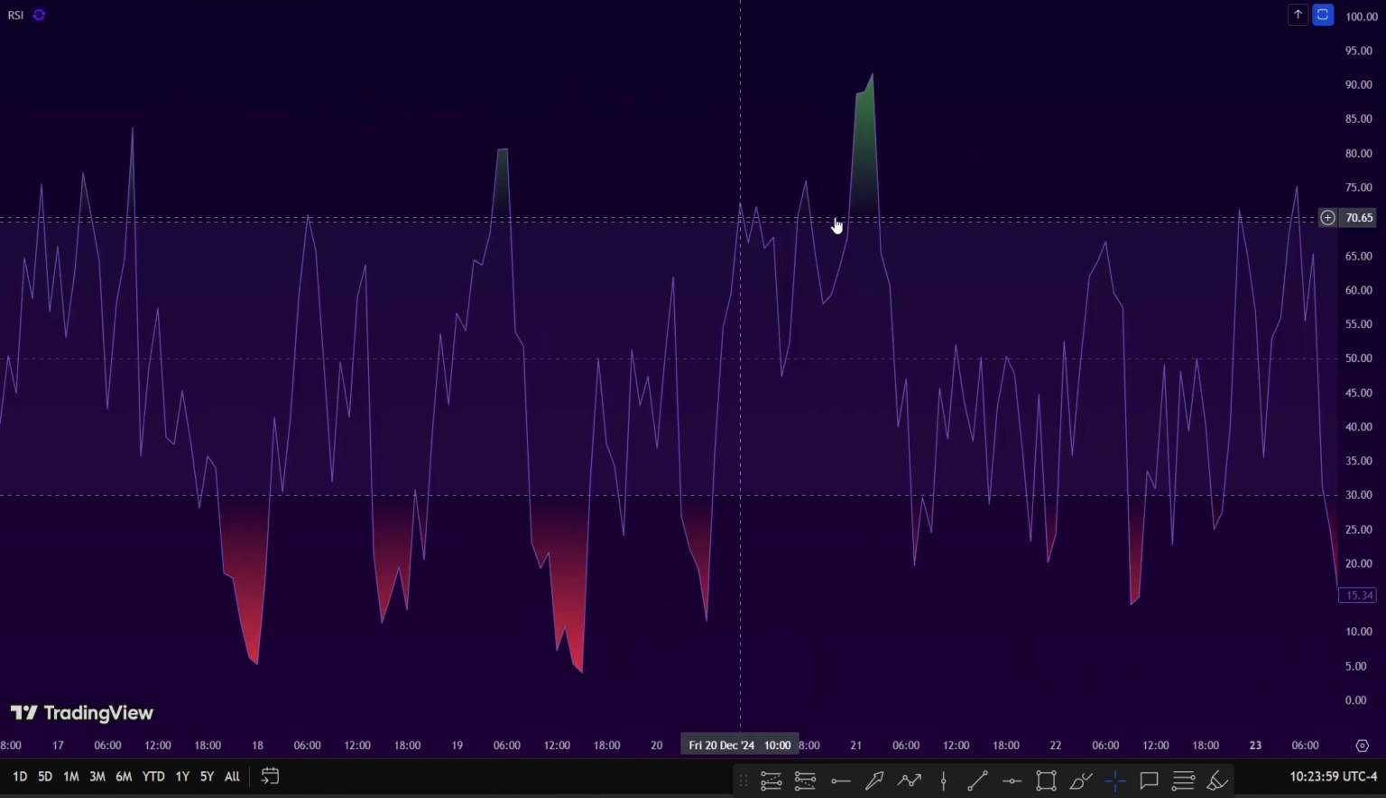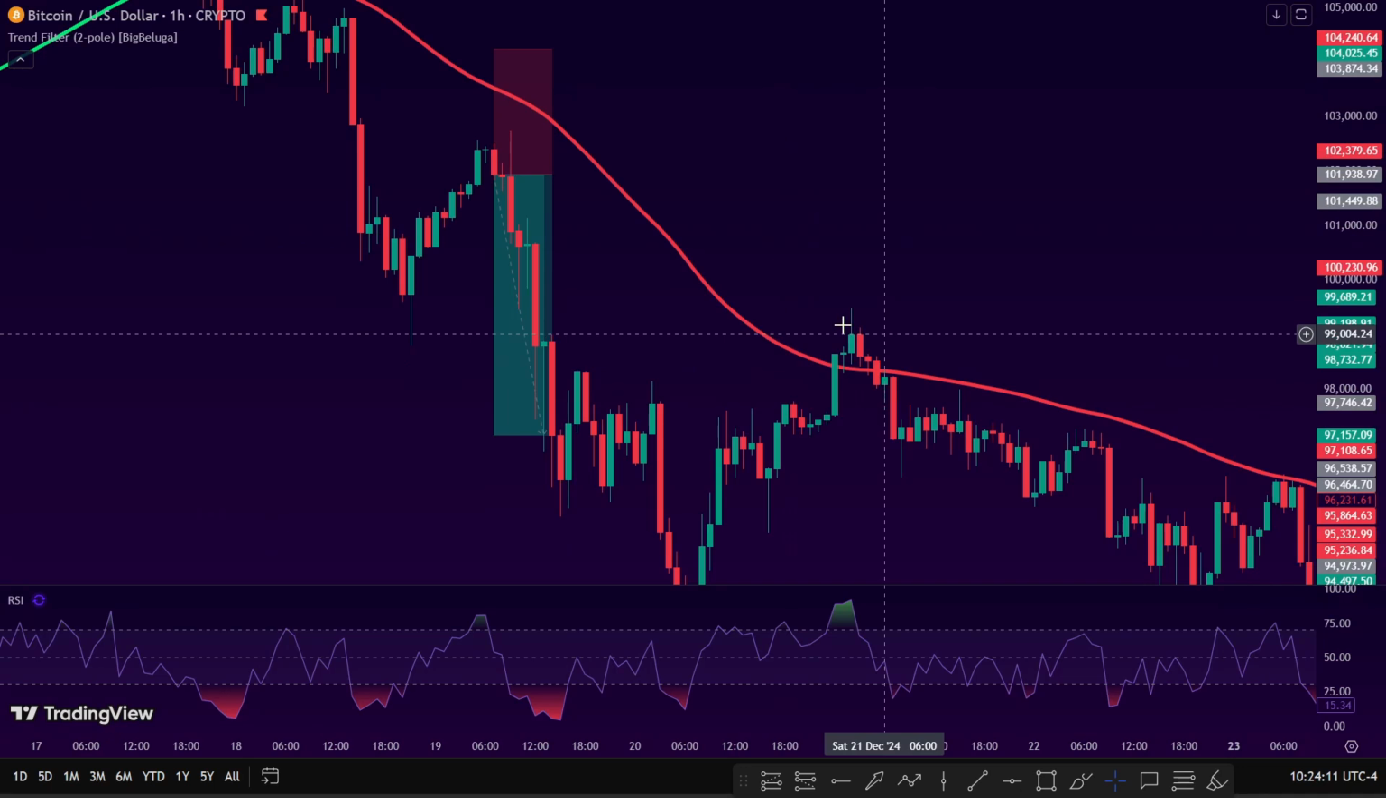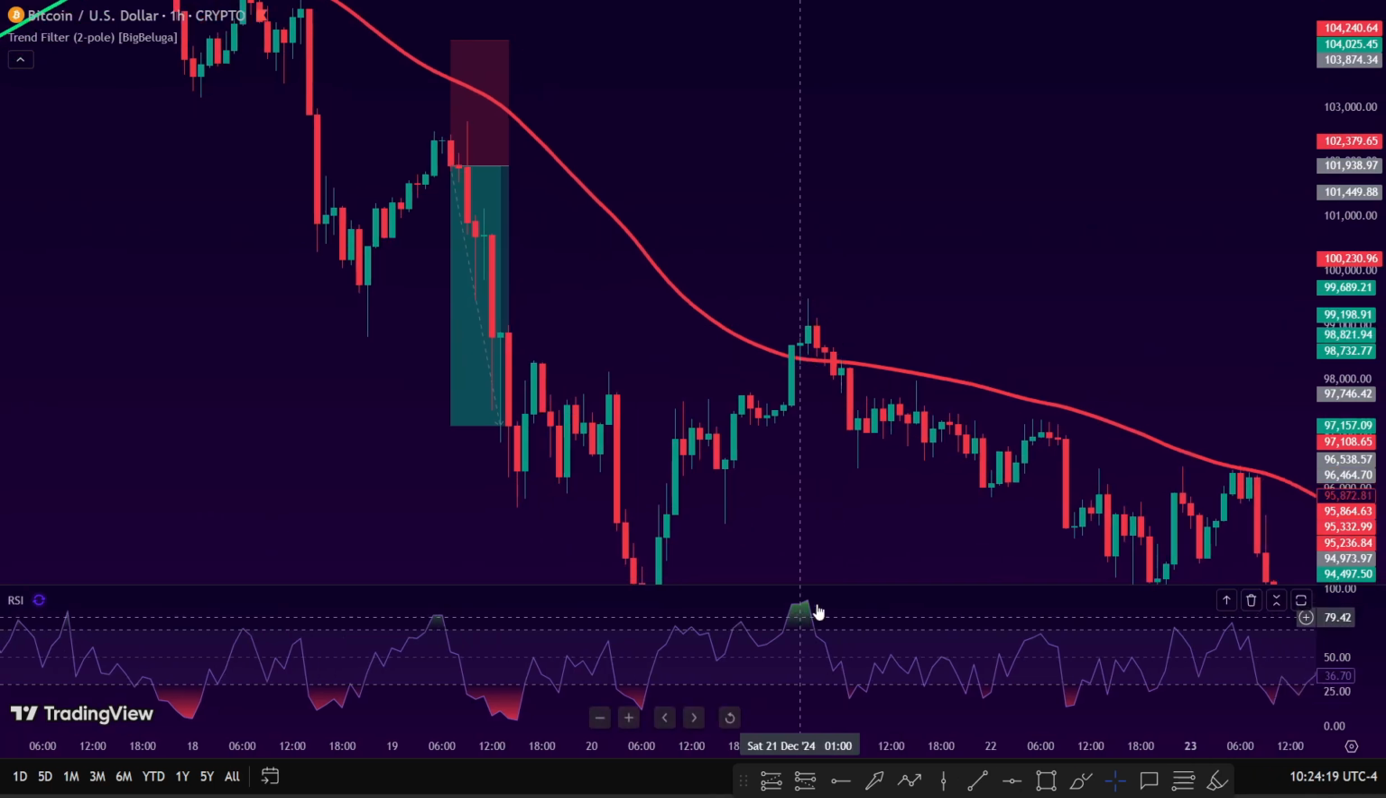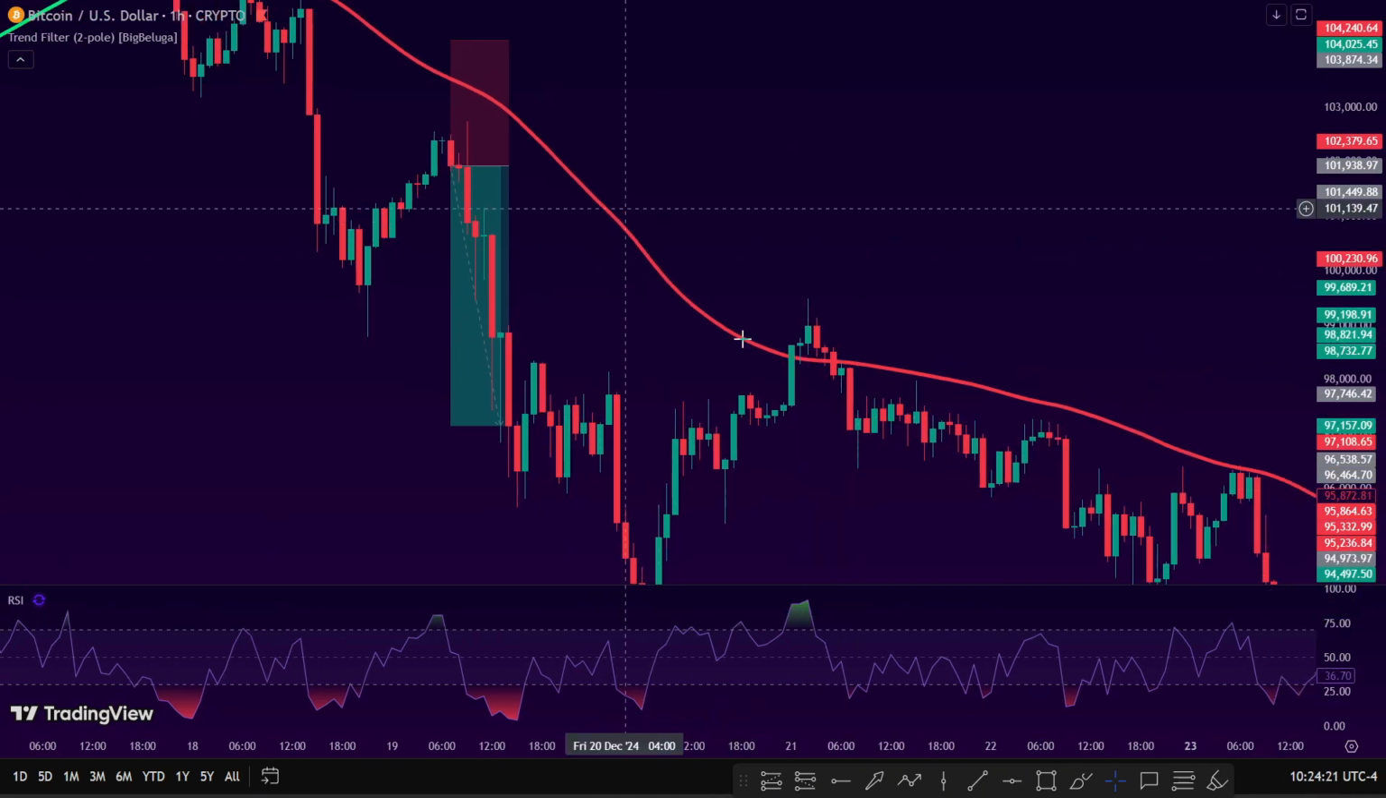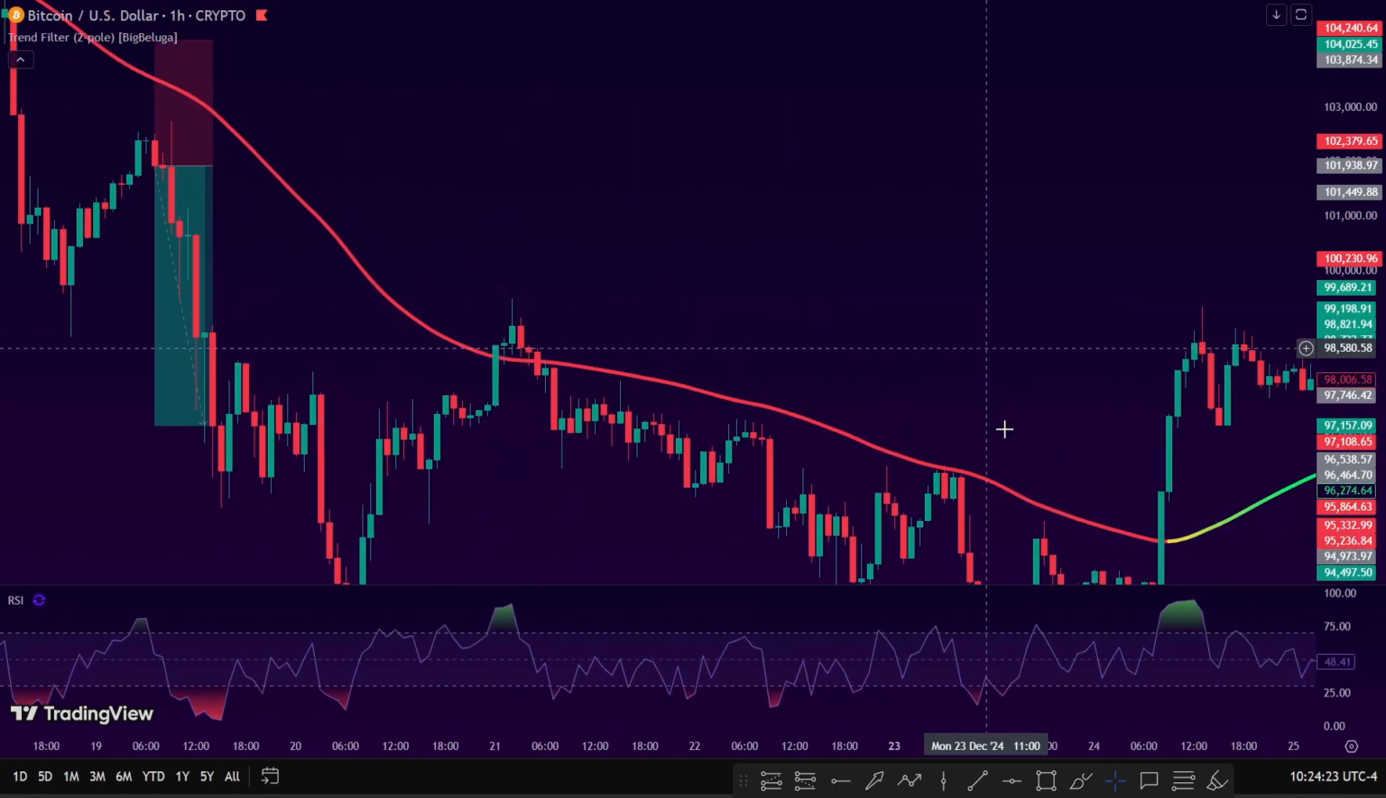And then it comes here, and actually there's no green color here, but here there is green color on RSI, and as you can see here, our first indicator is already red.